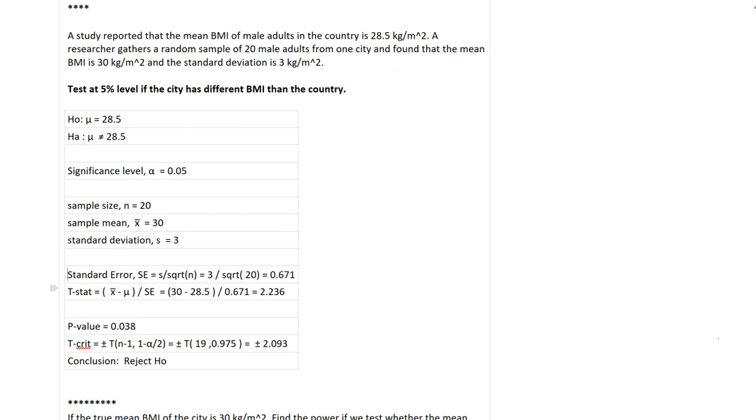Now the test statistic would be x bar minus mu divided by SE. So x bar is 30. Your mu here is the hypothesized mean, which is 28.5, and the standard error is 0.671. It comes out to be 2.2. Now we're going to compare this with the critical value. The critical value is 2.093 with 19 degrees of freedom.